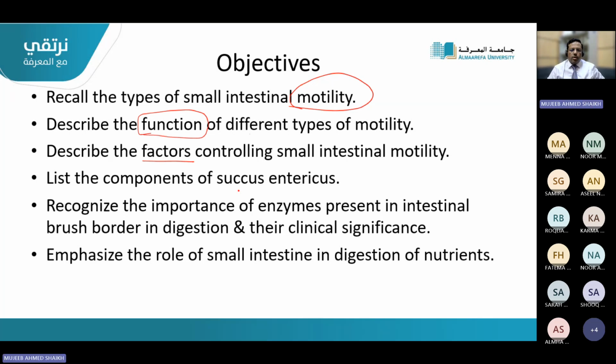And what is the secretion present, or what is the intestinal juice? Like gastric juice, there is some fluid present in the intestine. We call it intestinal juice, but it is named succus entericus. This is nothing but the intestinal juice. Then we will see the enzymes: what enzymes are present, where they are present, and what they will do. And the role of the small intestine in digestion of the nutrients. So this is how our lecture will move.